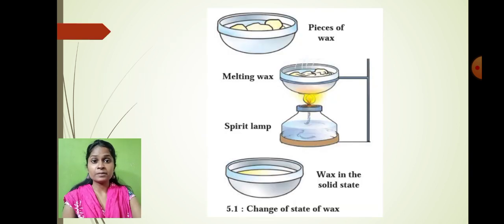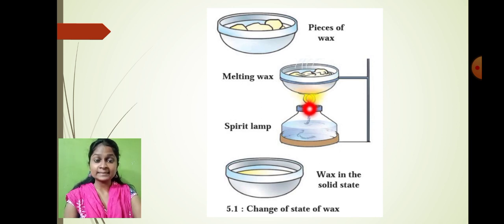If you remember students, in the last lecture we have seen one experiment. In that experiment, we took pieces of wax, am I right? The pieces of wax which we took initially were solid in state, and after that we provided heat to that wax. When we provided heat to the wax by using the spirit lamp, the solid wax got converted into the liquid wax.